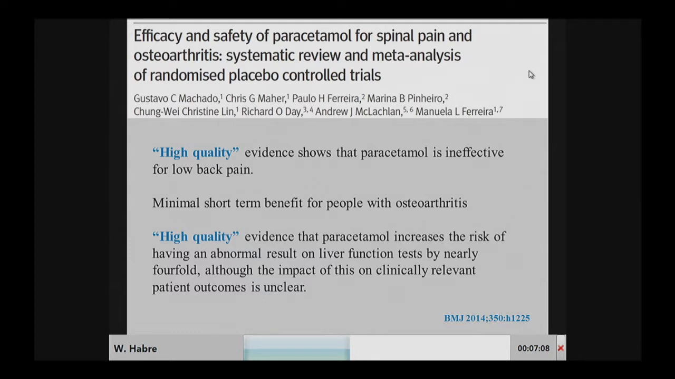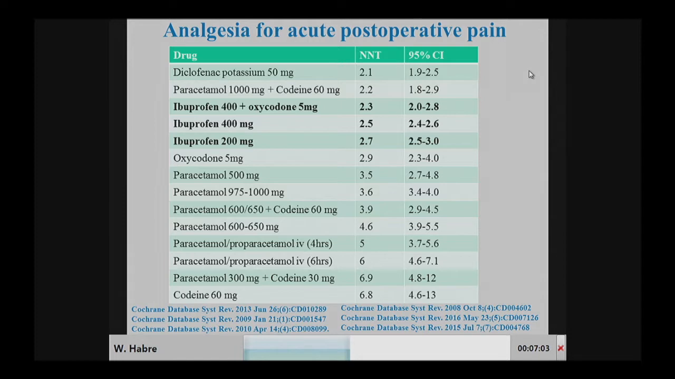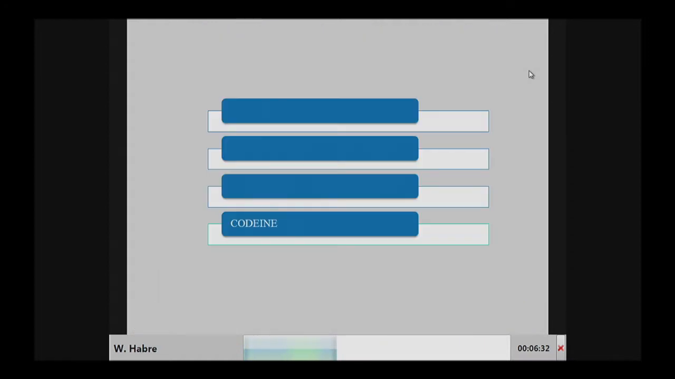What about adults? There's high quality evidence that paracetamol is ineffective for low back pain, and there's high quality evidence that paracetamol increases the risk of abnormal results in liver function tests. I did a huge research to try to work out the number needed to treat with the different analgesics, and you can see here the paracetamol, particularly the IV paracetamol. Using paracetamol for acute postoperative pain has the highest number needed to treat when you compare it to non-steroidal anti-inflammatory drugs, and this comes from 6 Cochrane meta-analyses.